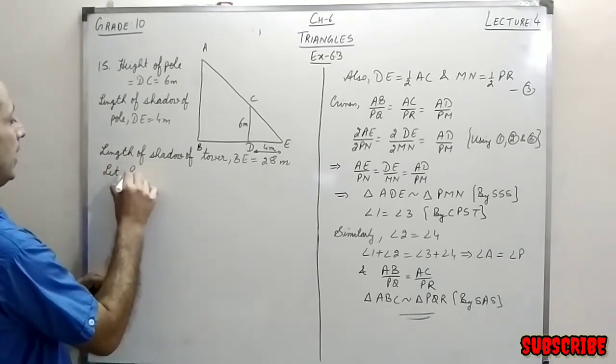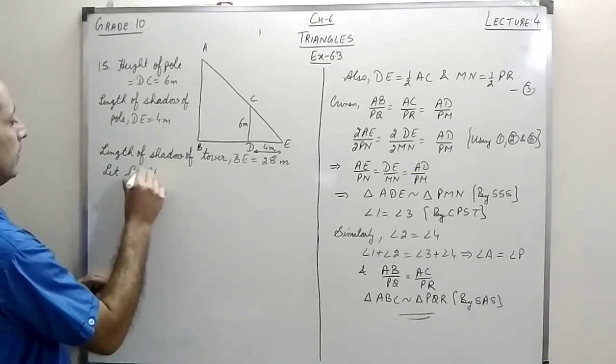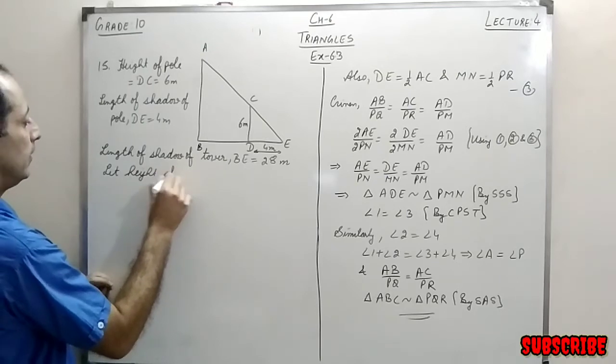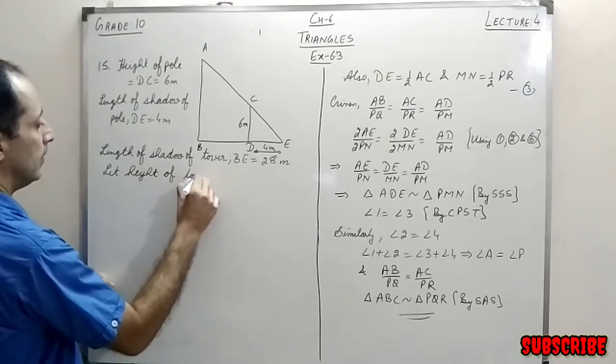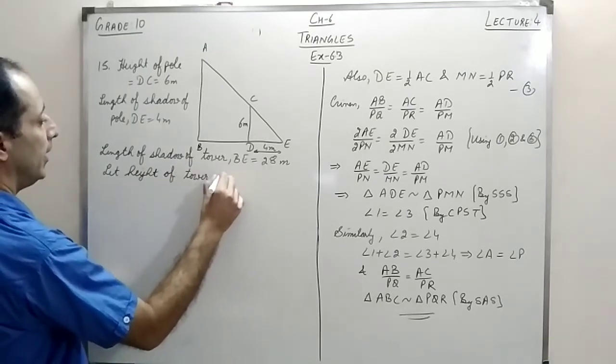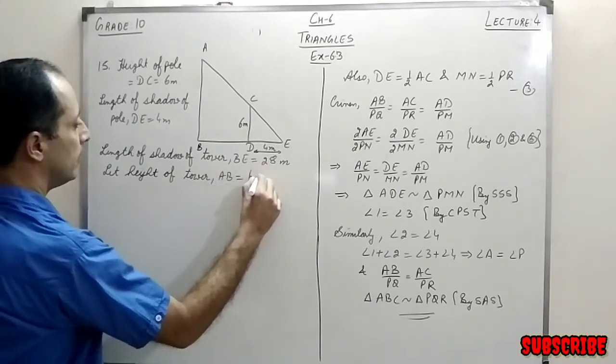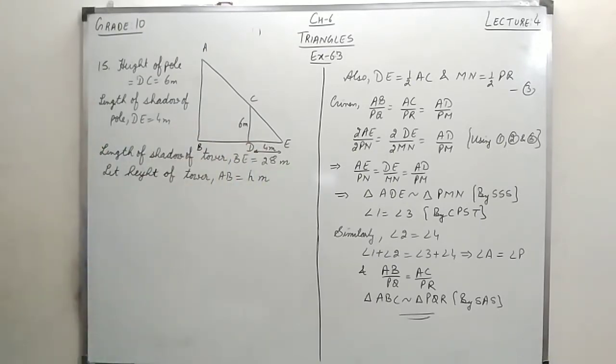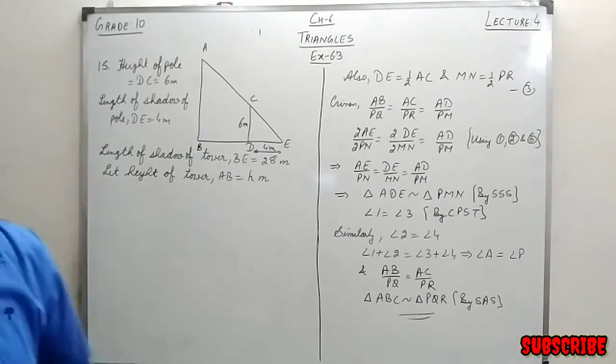Let height of tower, AB is equal to H meter. Now how we can do this question? We can use the property of similarity here.